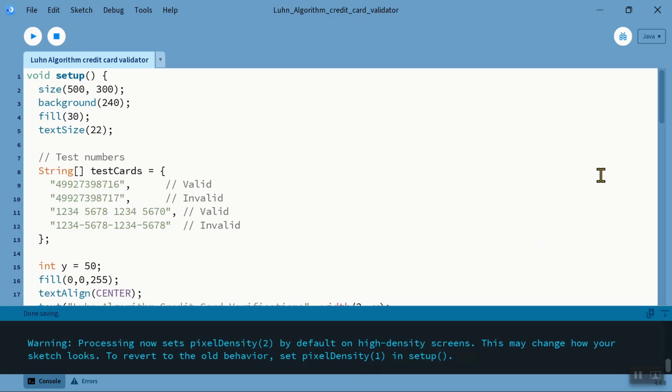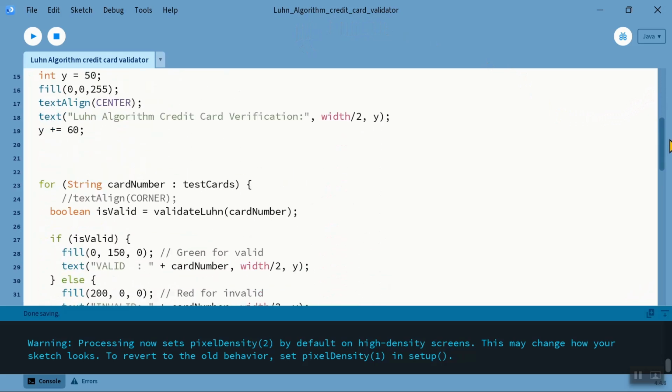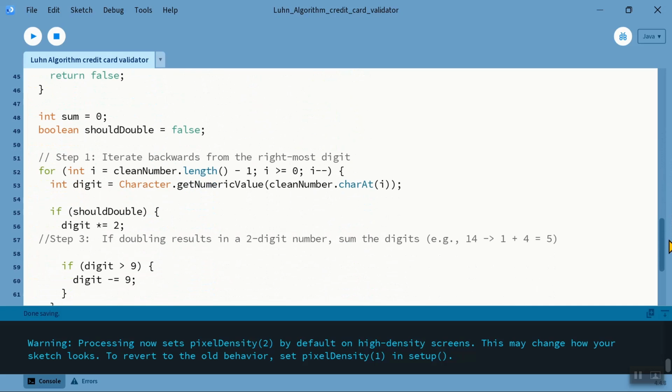Okay, this is the program. I call it the Luhn Algorithm Credit Card Validator, but it could actually validate any number. I think the minimum number would be 3. And all it's doing is checking for typos.